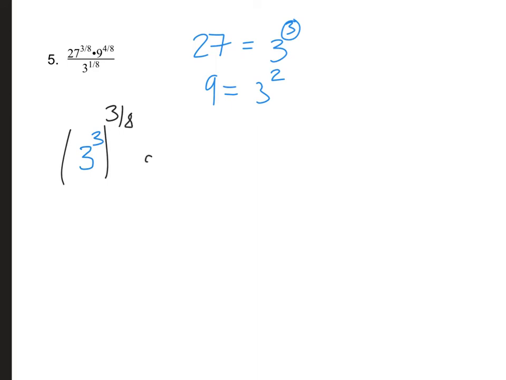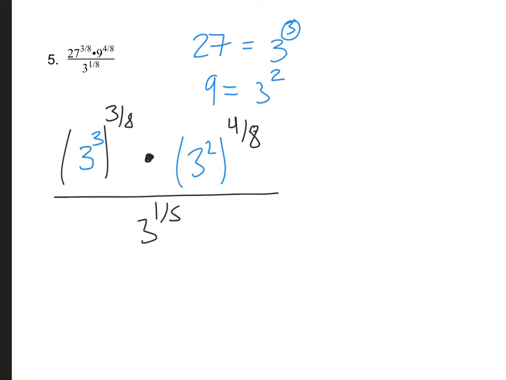Same thing here. I'm going to multiply it by 9, which I'm going to, again, rewrite as what I have in blue up here, 3 squared. But same drill here. That exponent does not go away. It's an 8. And the bottom is going to stay the exact same as it was because I didn't have to change anything.